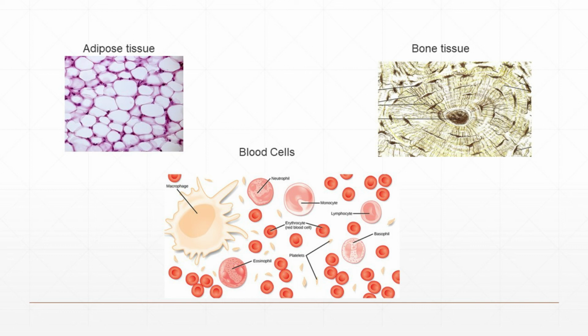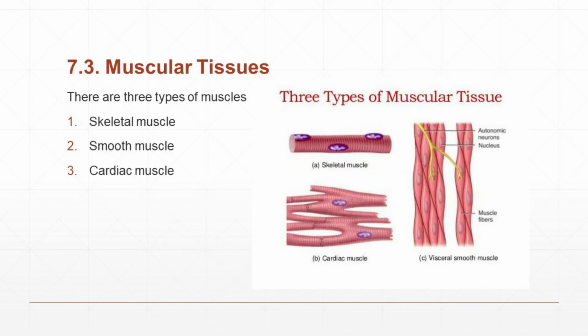The next one we are going to learn is muscular tissue. Muscular tissues are made of muscle cells and form the major part of the contractile tissue. They are composed of numerous myofibrils. According to the structure and location, they are classified into three types: skeletal muscle or striated muscle, smooth muscle or non-striated muscle, and cardiac muscle.